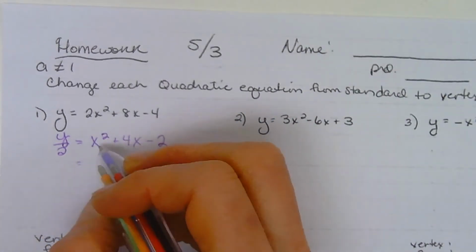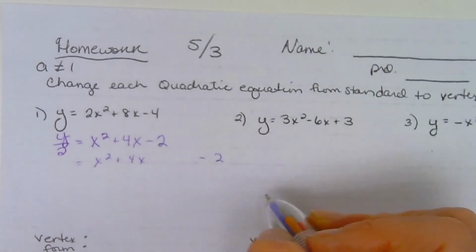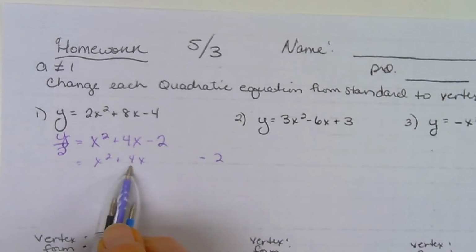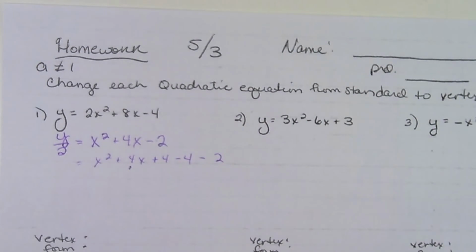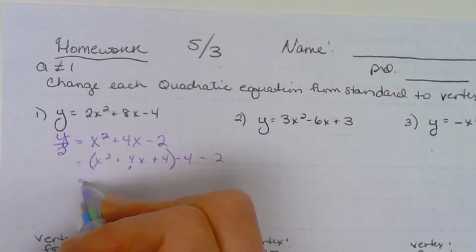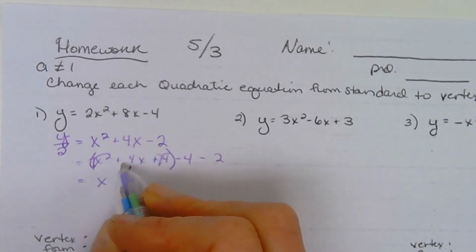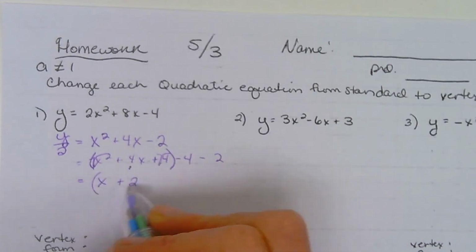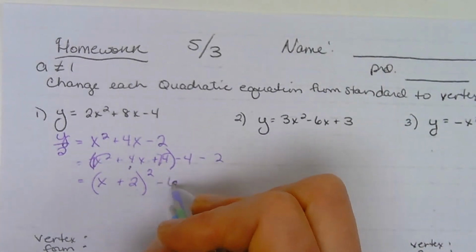The perfect square trinomial. x squared plus 4x, minus 2 moved over here. Half of 4 is 2. 2 squared is 4. I'll add 4, subtract 4. My perfect square trinomial now can be factored. Square root of x squared is x. Square root of 4 is 2. It's plus 2, so that's a plus in the middle. x plus 2 squared will give us this, minus 6 on the outside.